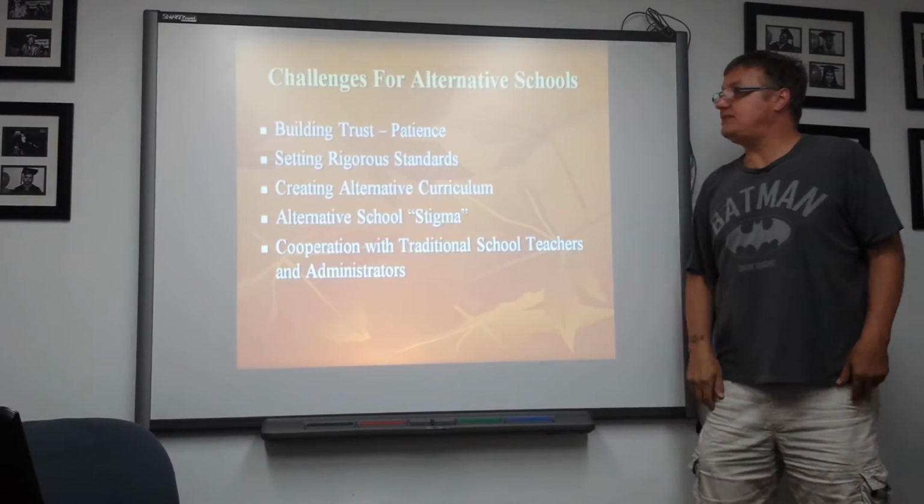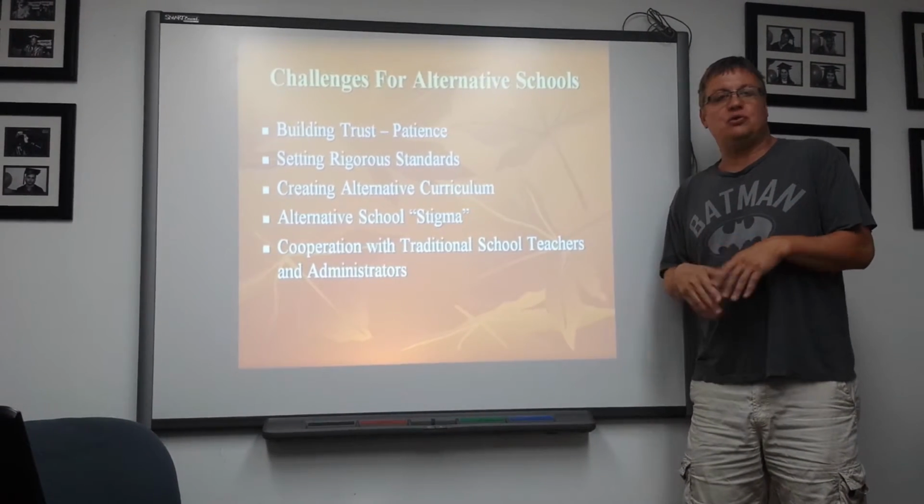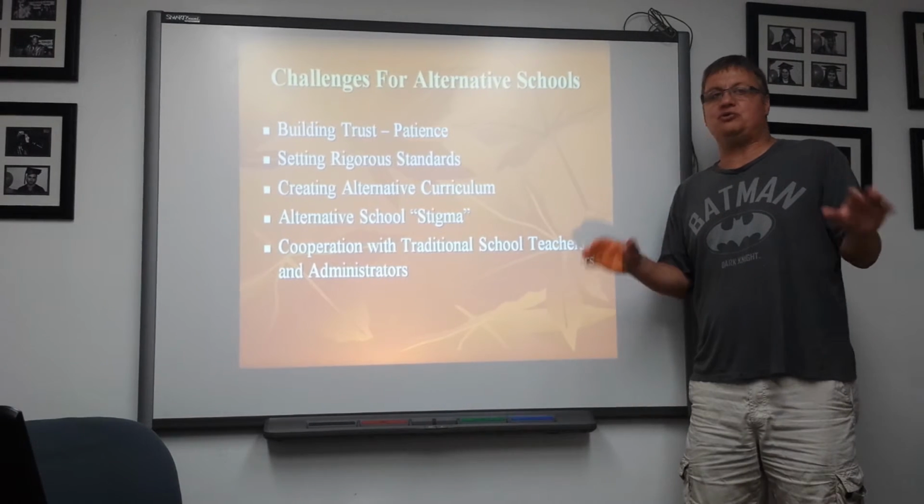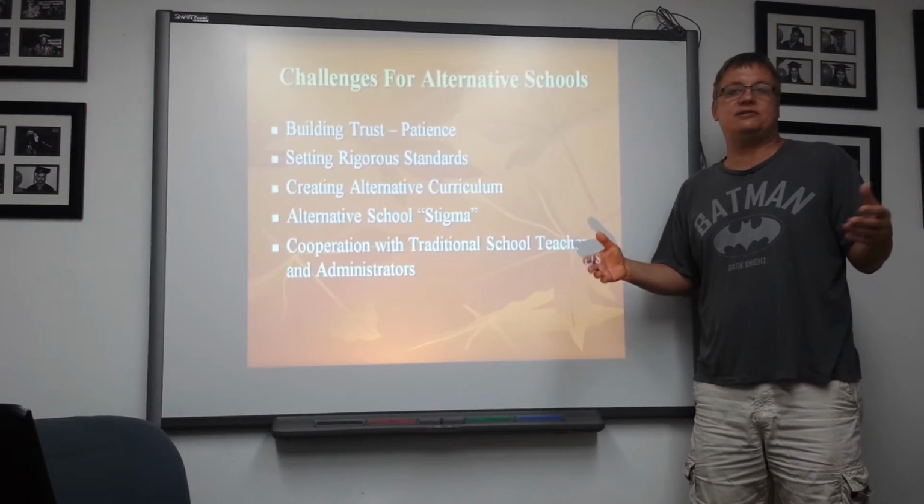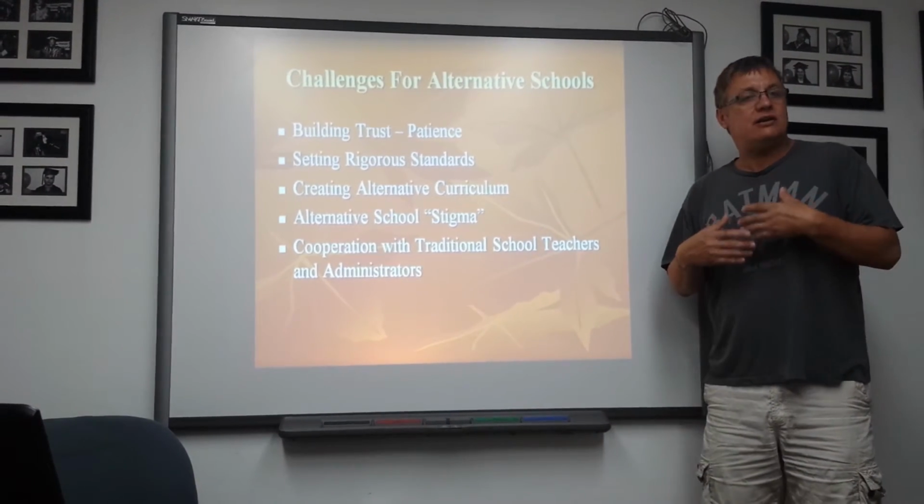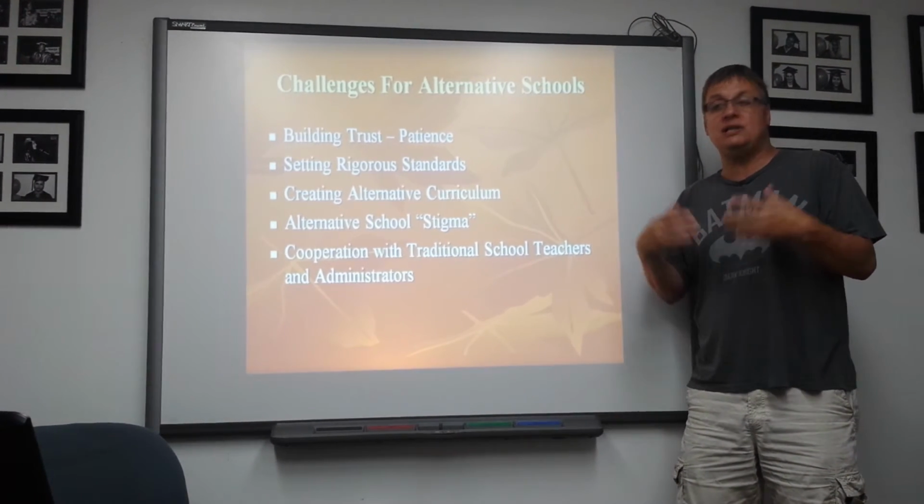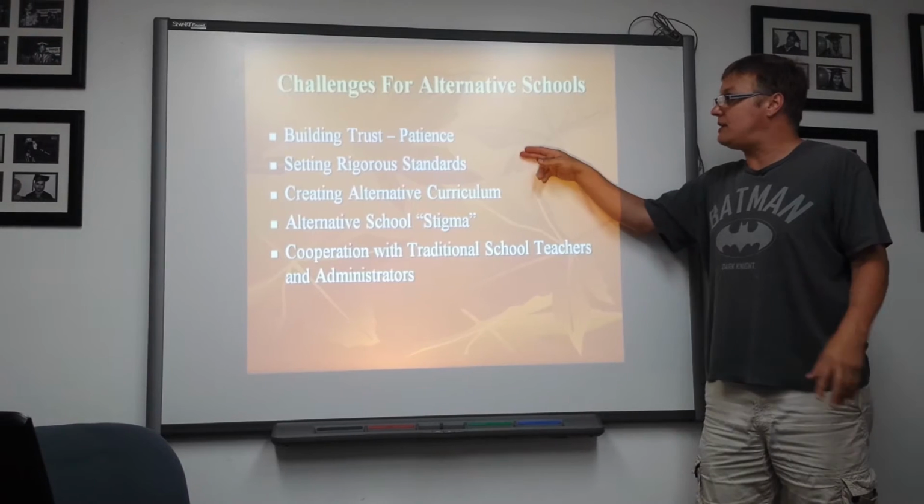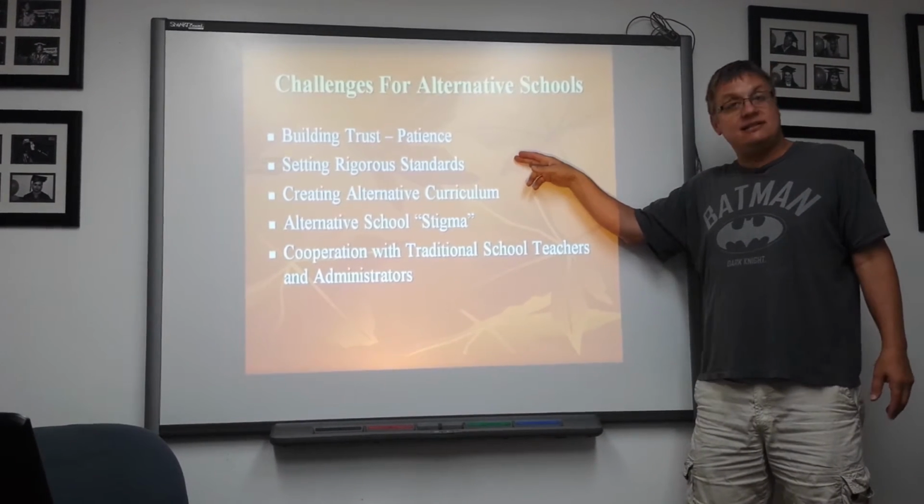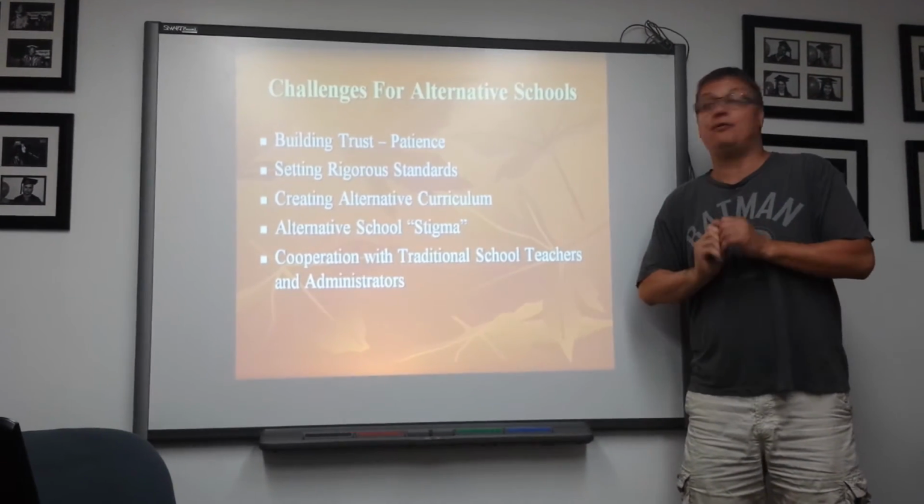We have to set rigorous standards. The reason for having alternative schools isn't just to give them another place to throw troubled kids and keep school districts' numbers right. We are there to help kids, to set standards, to give them opportunity like every other student. And this can be difficult to do. You need to set rigorous standards and have them set from the beginning.